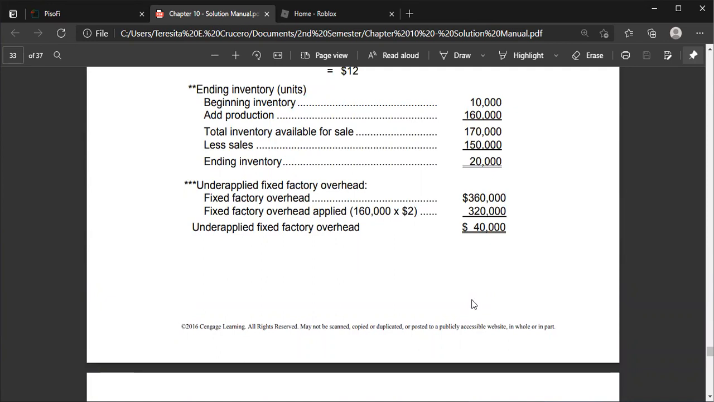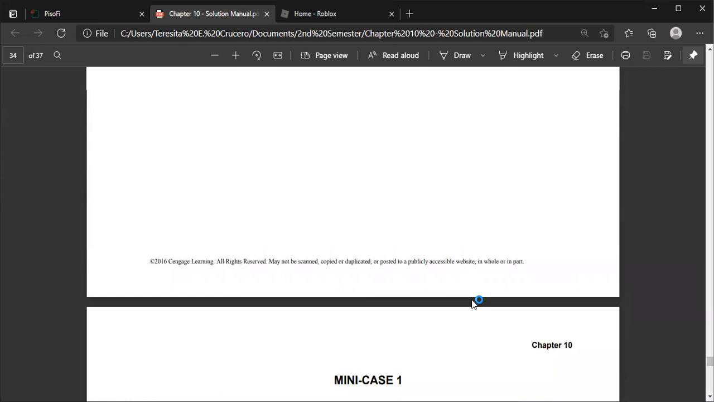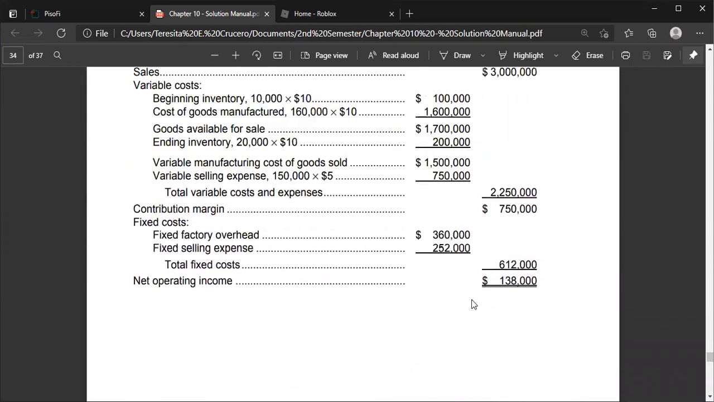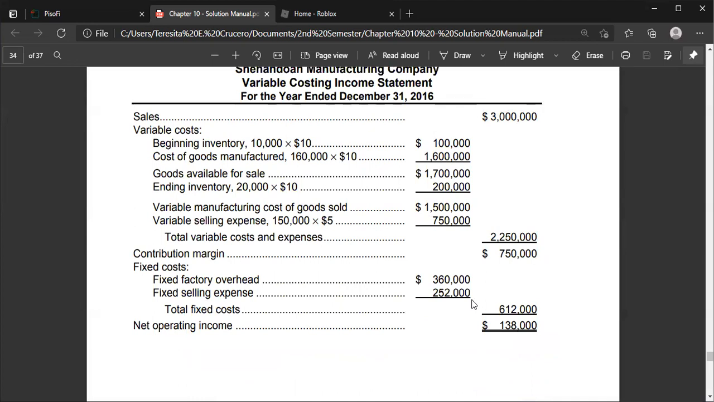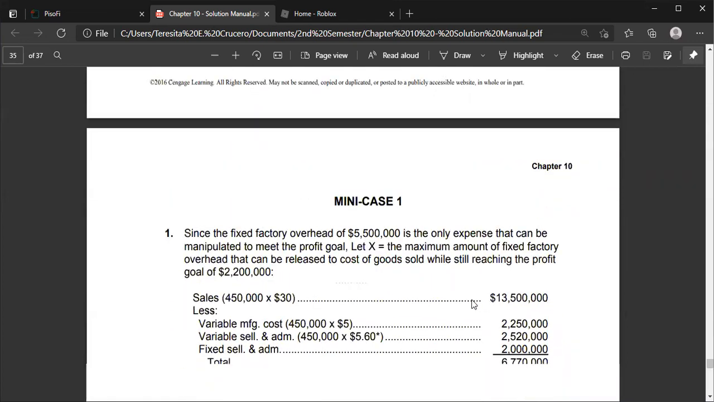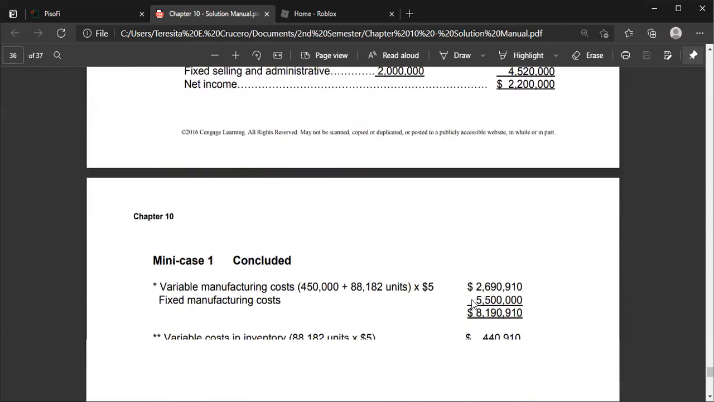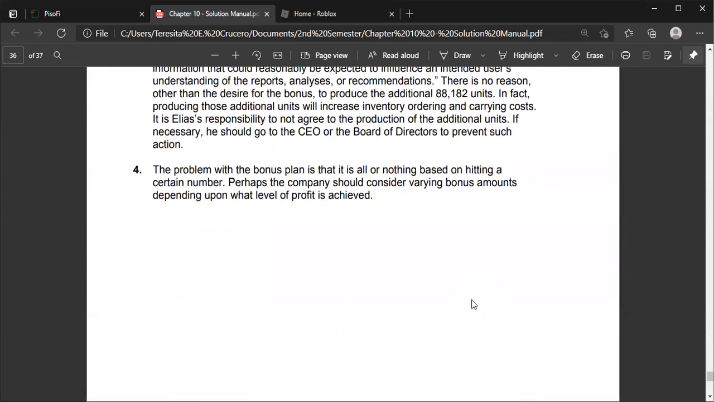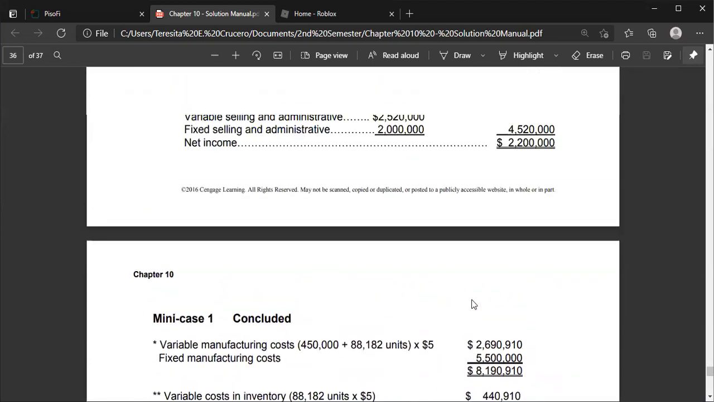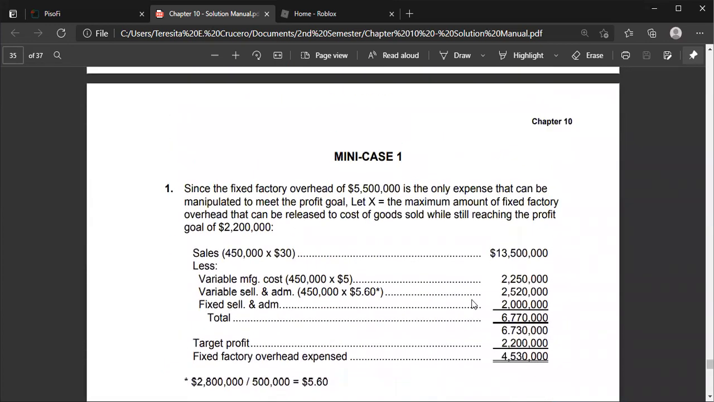So we have now the requirements in 10-15R. Now I'll proceed to the mini case number 1. The mini case number 1 is, by the way, we have the comparison here. That's variable costing method, followed by mini case number 1. Mini case number 1 has 4 requirements. Now this case is related to absorption and variable costing.